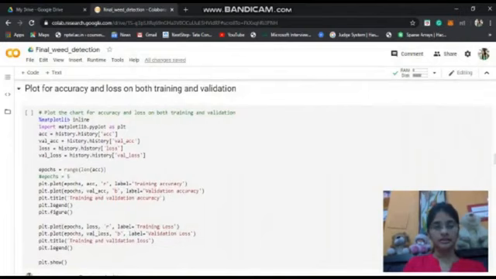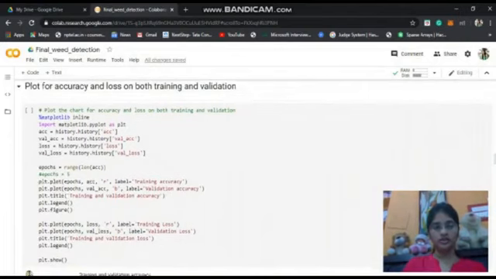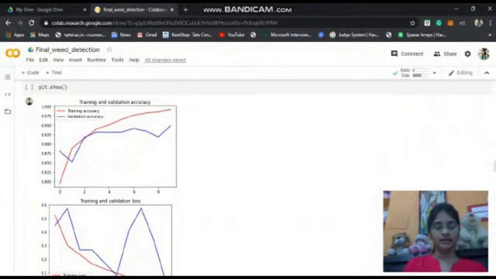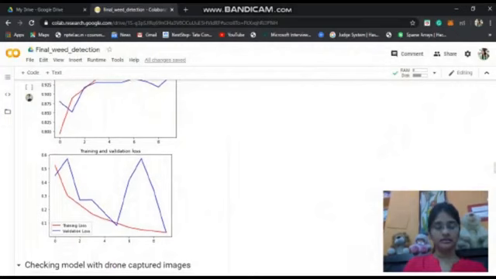So let us have a look at the graphs for accuracy and loss of both training and validation. Here are the graphs for training and validation accuracy, and this is the graph for training and validation loss.